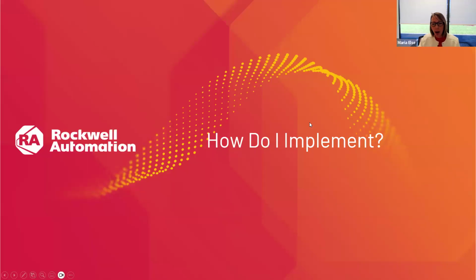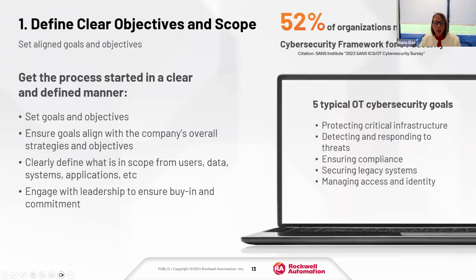So, how do I implement? What do I do next? I know I need to do something. I've conducted my risk assessment. I have categorized my critical assets and prioritized the things I need to do. So how do I go about doing that? What do I do to implement that? So we need to have clear objectives and scope.